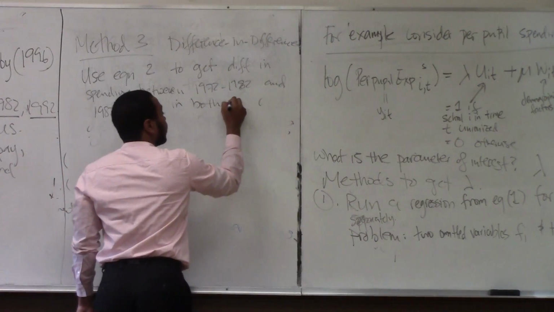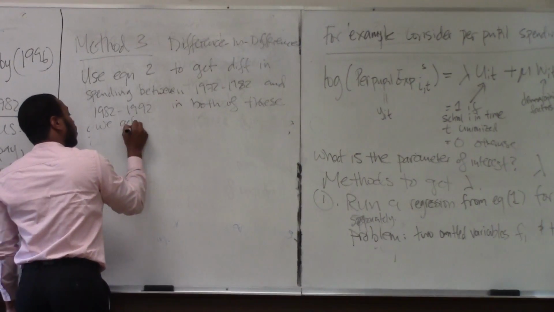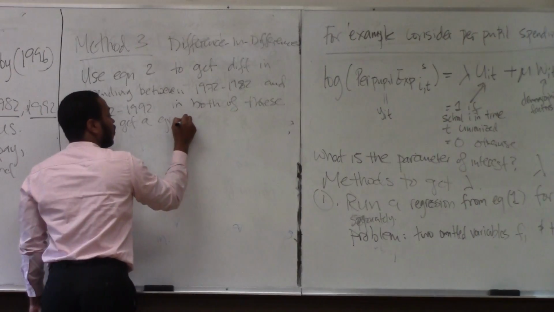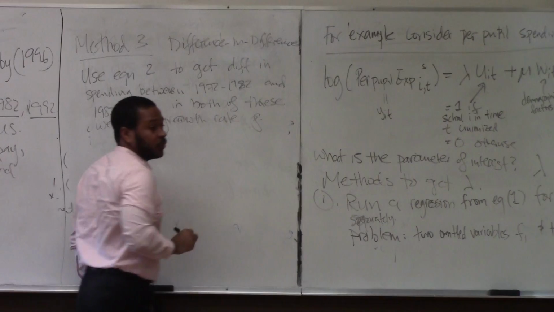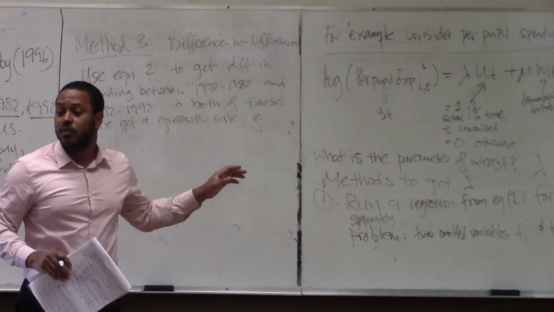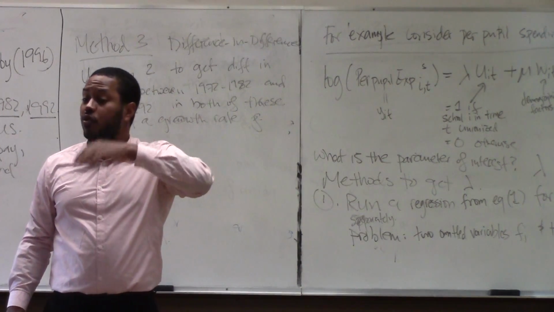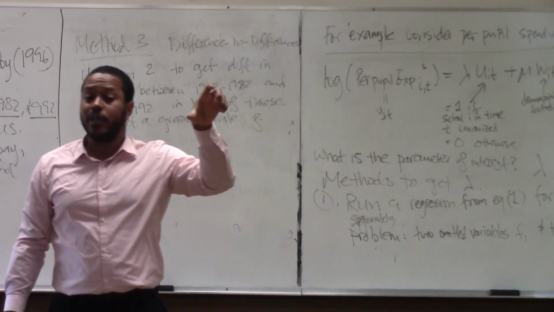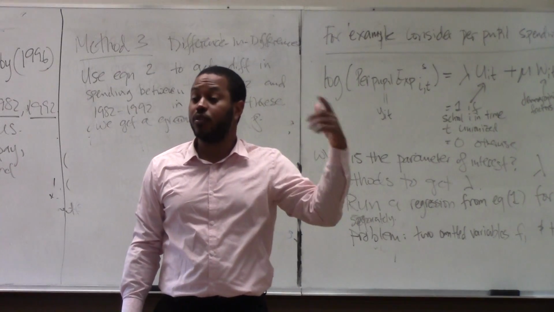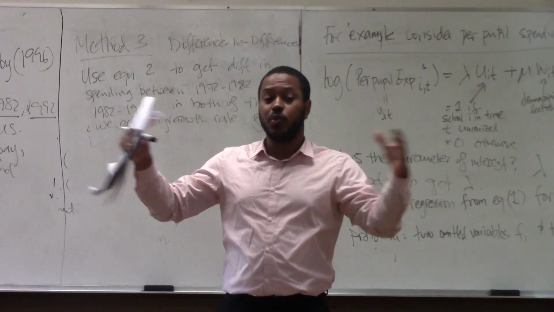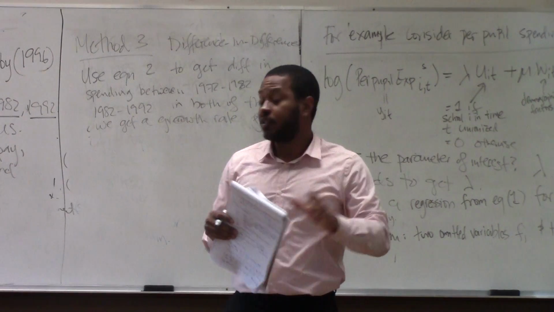In both of these, we get a growth rate of rho. And so how can we get rid of the rho? Does everybody understand this? When we take the difference from 1972 to 1982, there's a growth rate of rho that's not explained, right? When we take the difference from 1982 to 1992, there's a growth rate of rho that's also not explained. When we take the difference between those two things, the rhos disappear. Does everybody understand that? Any questions on that?